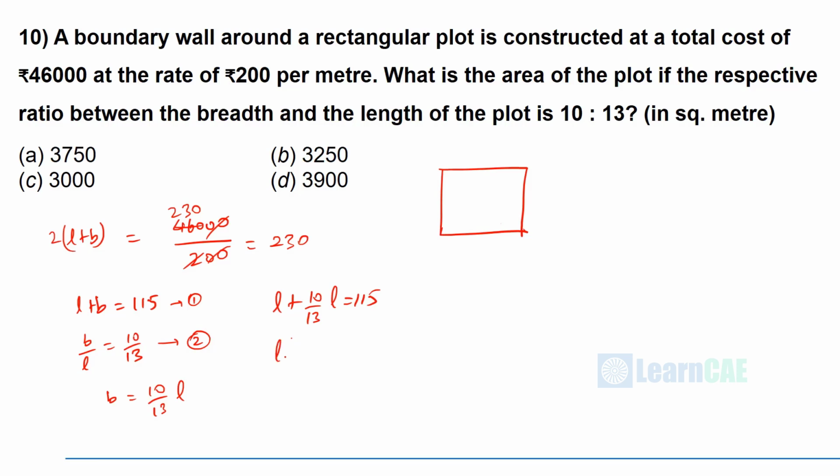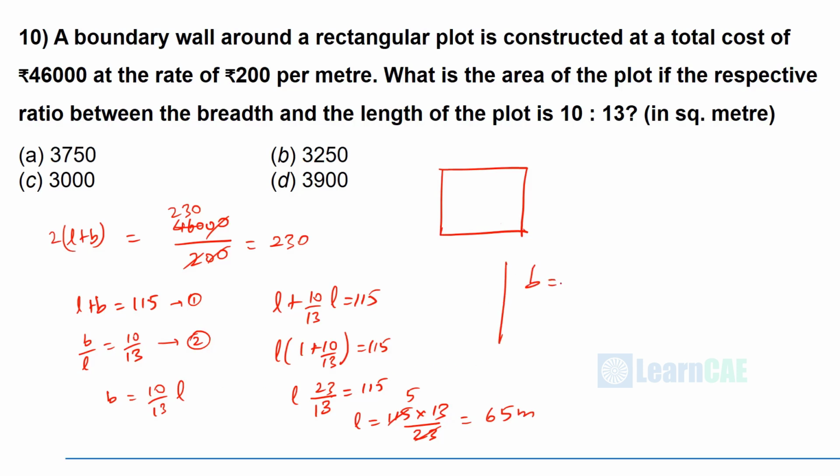So L we can take common. L into 1 plus 10/13 equal to 115. This is nothing but 13 plus 10, 23/13, equal to 115. L is equal to 115 into 13/23. If you multiply 23 by 5, you will get 115, because 20 into 5 is 100 and 3 into 5 is 15. So you can directly multiply by 5. So 5 3s are 15, 1 5 is 5, 6. Length is 65 meter.